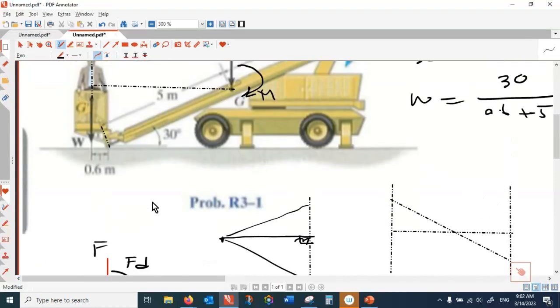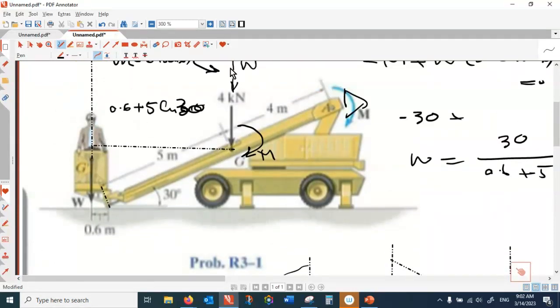And here, what is the shortest distance between W and G? Both of them are vertical. 5 is not a vertical size. 5 is inclined, so you have to project it. But 0.6 is normal to that. So 0.6 plus the horizontal component of 5.